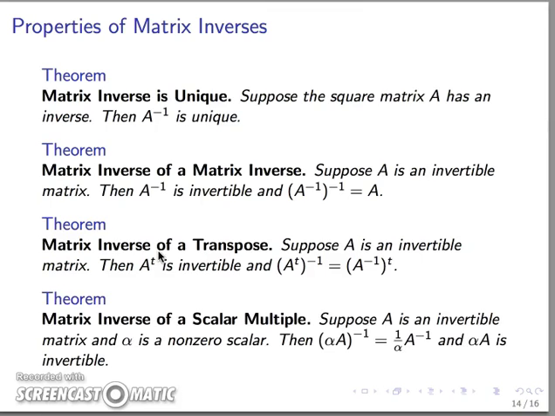That's also a nice property concerning the scalars. The inverse of a scalar multiple is equal to 1 over alpha, where alpha is a complex number, times the inverse of the matrix.